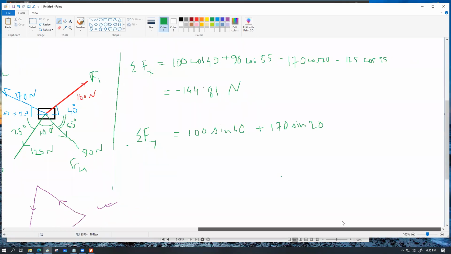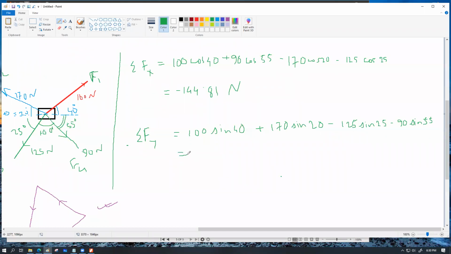This is the positive component that I have, minus 125 sine 25 minus 90 sine 55. That's a logical calculation.